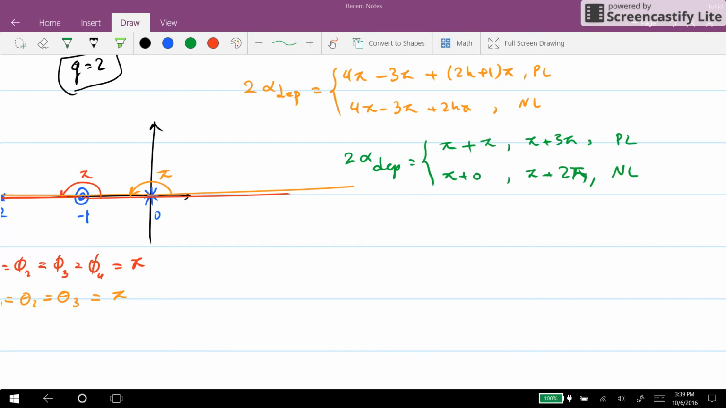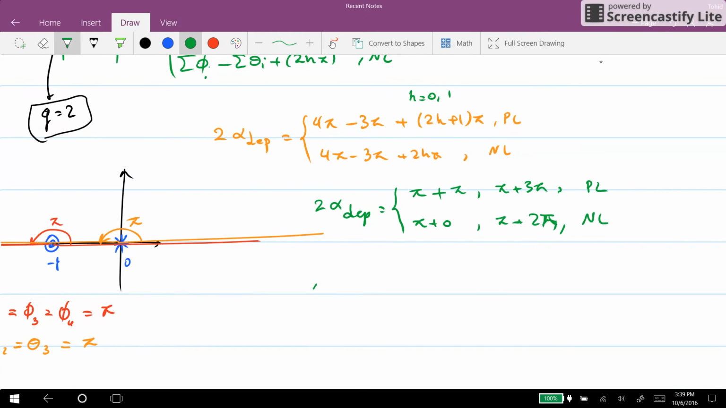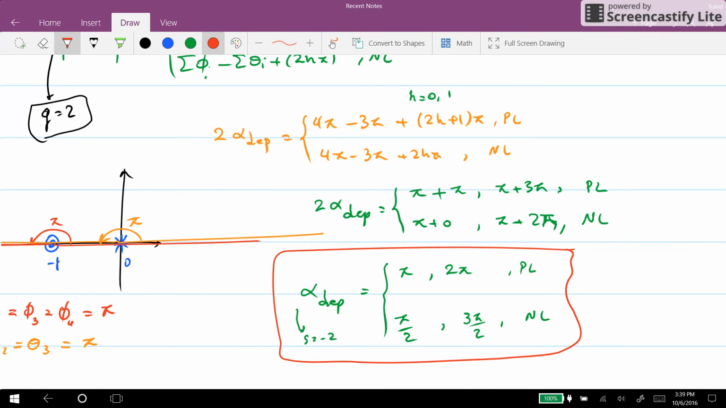So we will have the departure angle for the pole at -2 equal to, dividing everything by 2, 2 pi over 2 or pi, 4 pi over 2 or 2 pi for the positive locus, and pi plus 0, which will be pi divided by 2, pi over 2, and 3 pi over 2 for the negative locus. So this is what we have for the departure angle.